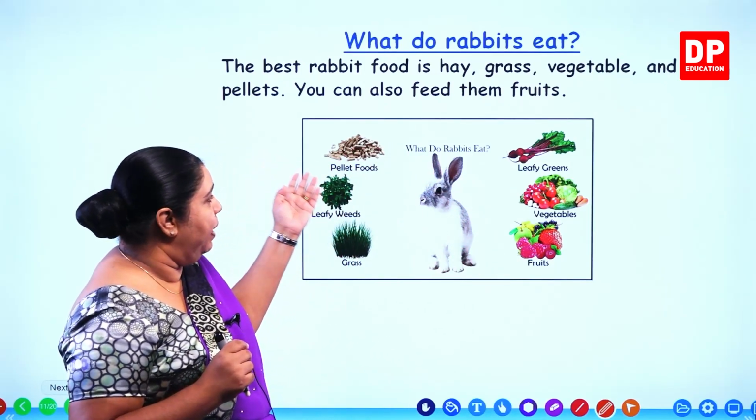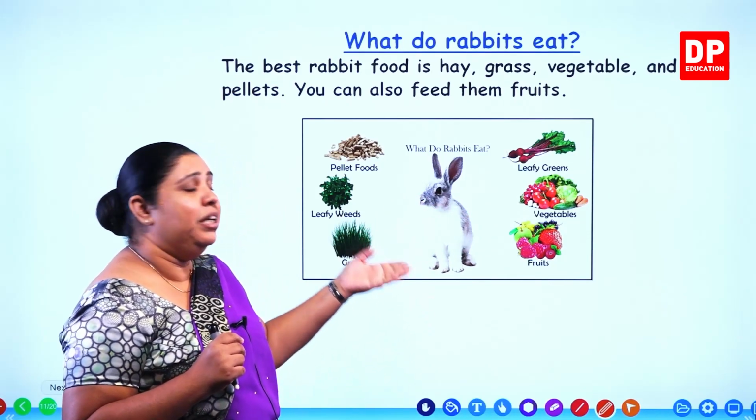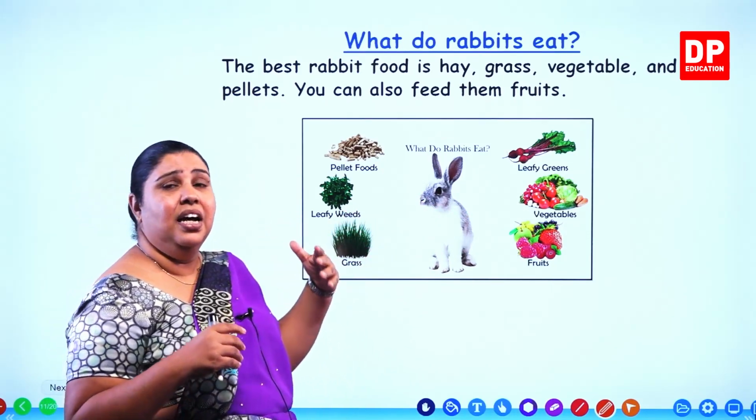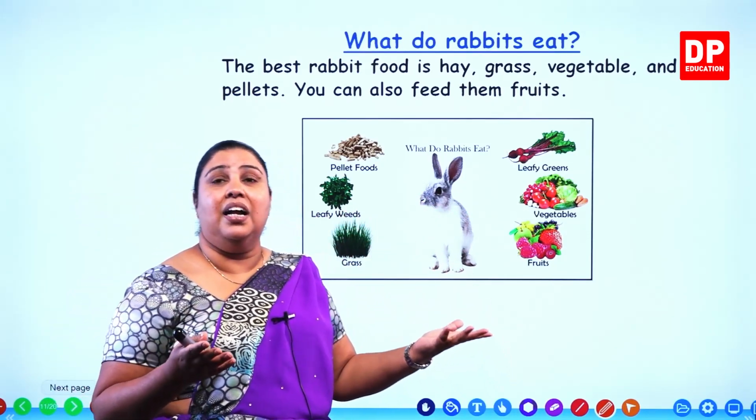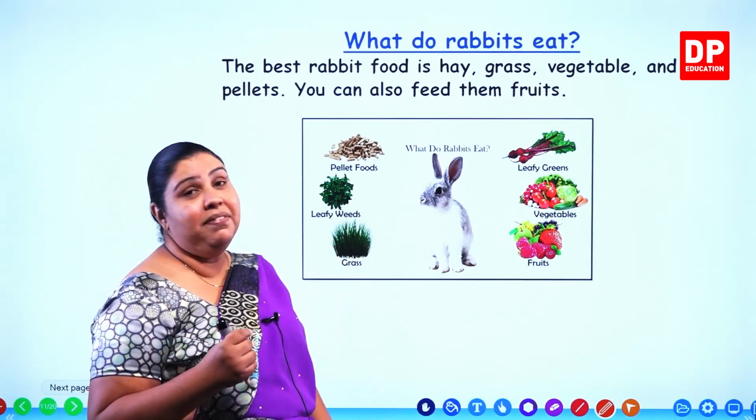Can you see? Pellet food, and they eat leafy greens, vegetables, fruits, grass, leafy weeds.